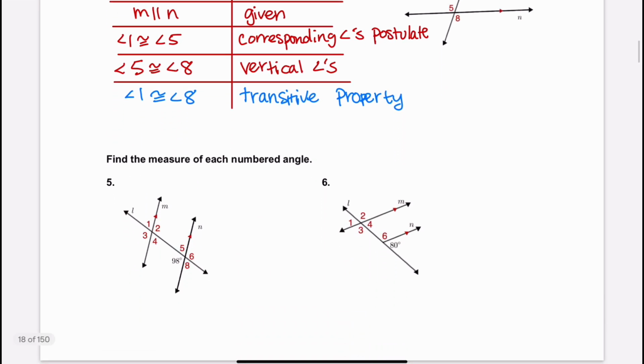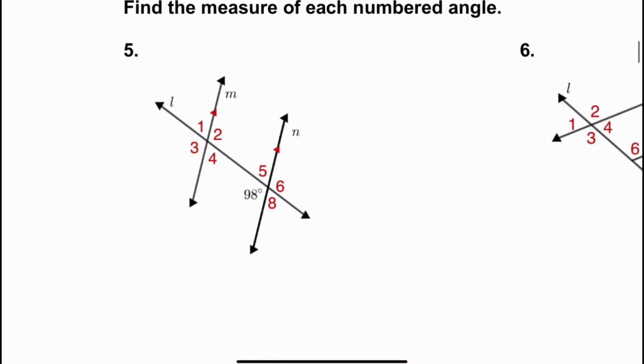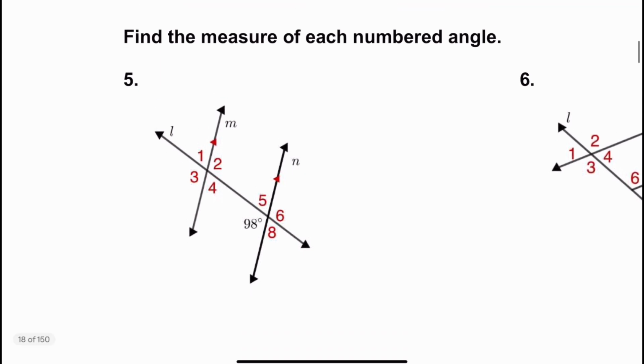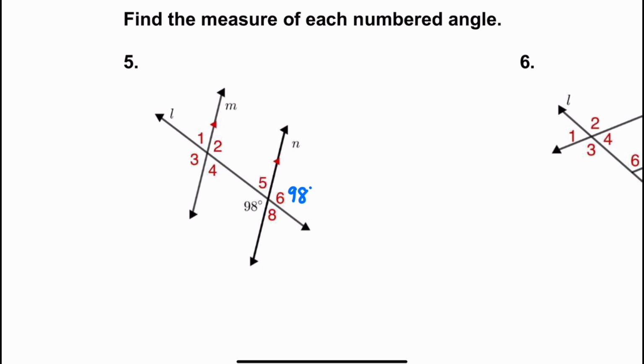Okay, now let's use what we've learned to figure out these angles here. Okay, let's look at example 5. We have 98 degrees here. Angle 3 is also 98 degrees. These are corresponding angles, so they are also going to be the same, 98. And 2 is vertical to 3, so this is also going to be 98 degrees. Now, if I take 180 degrees and subtract the 98 degrees, this is going to give me 82 degrees.